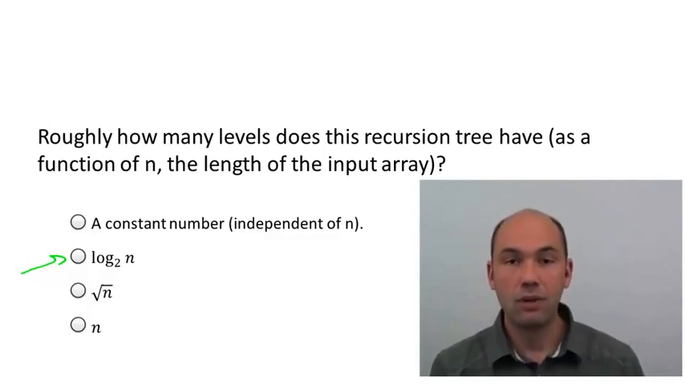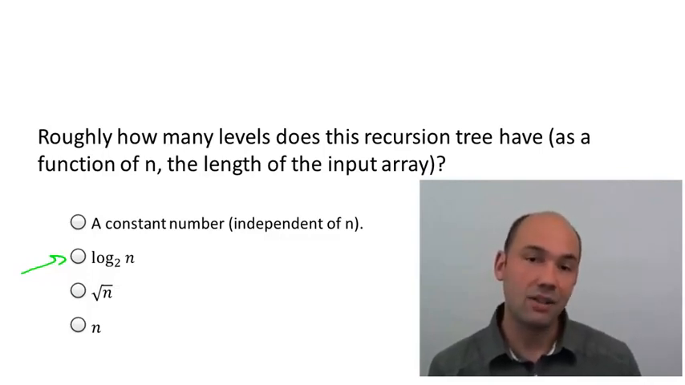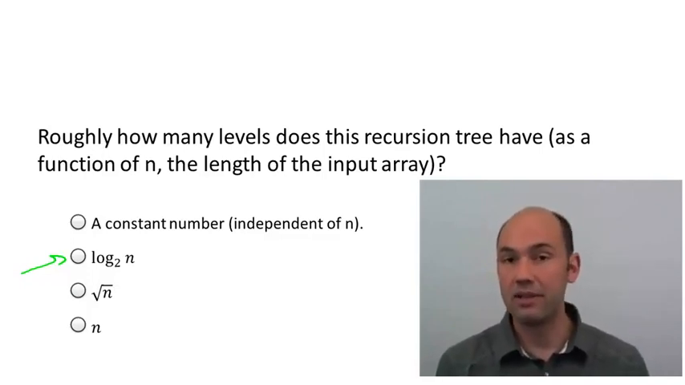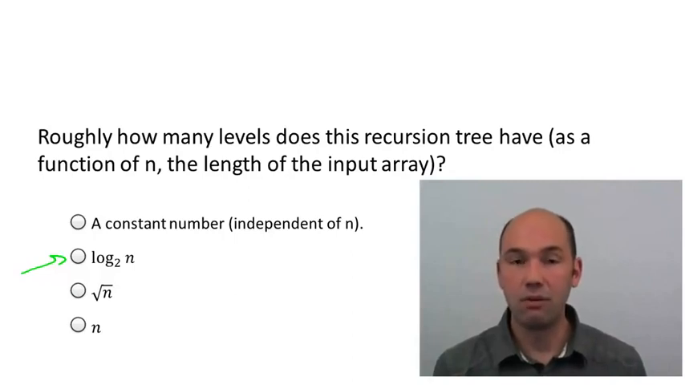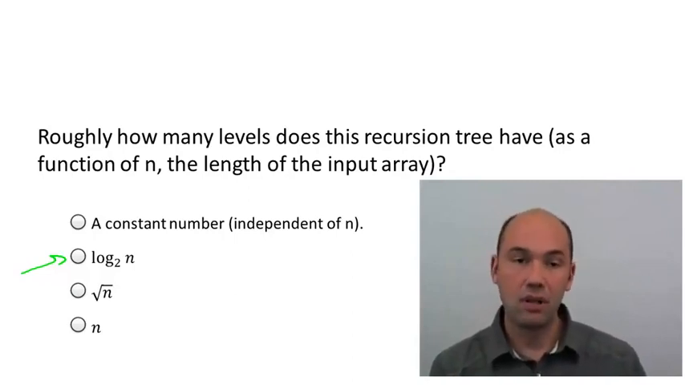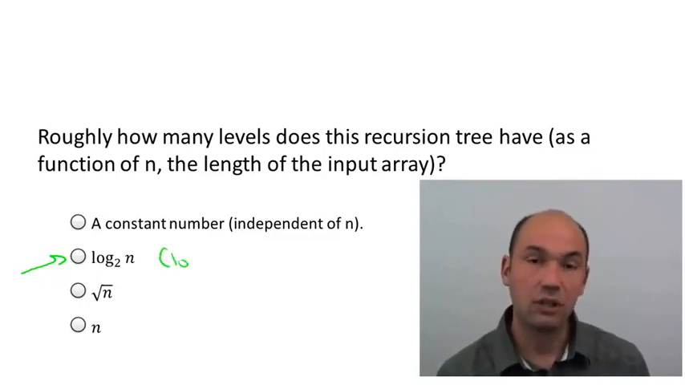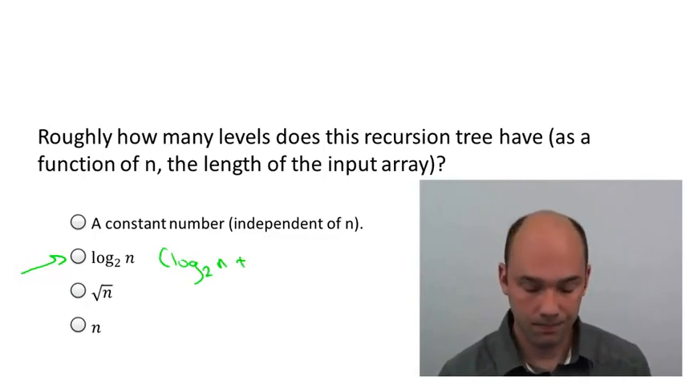Well, down at the base cases where there's no more recursion, which is where the input array has size 1 or less. So in other words, the number of levels of recursion is exactly the number of times you need to divide n by 2 until you get down to a number that's at most 1. And recall that's exactly the definition of the logarithm base 2 of n. So since the first level is level 0 and the last level is level log base 2 of n, the total number of levels is actually log base 2 of n plus 1.